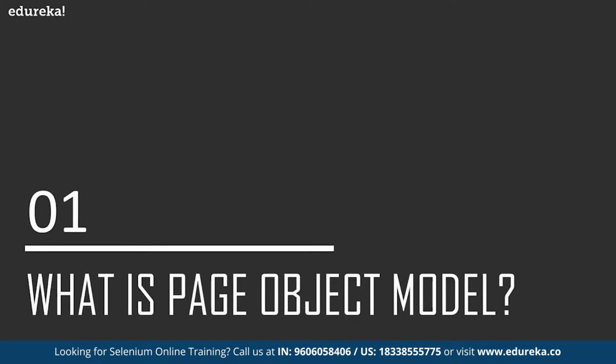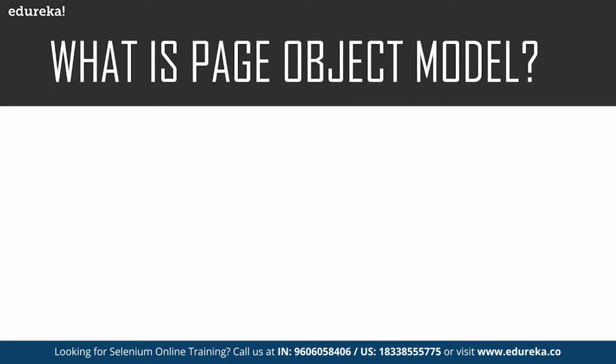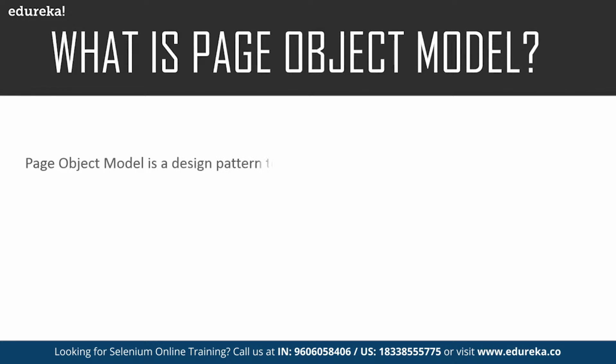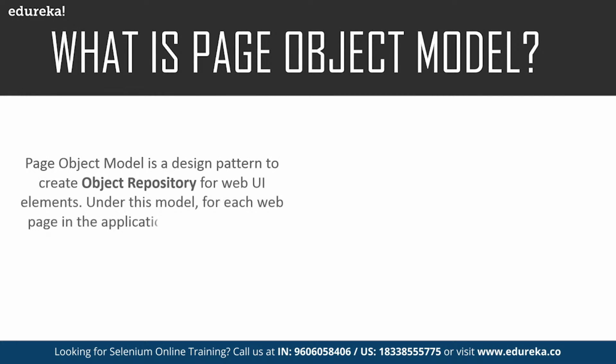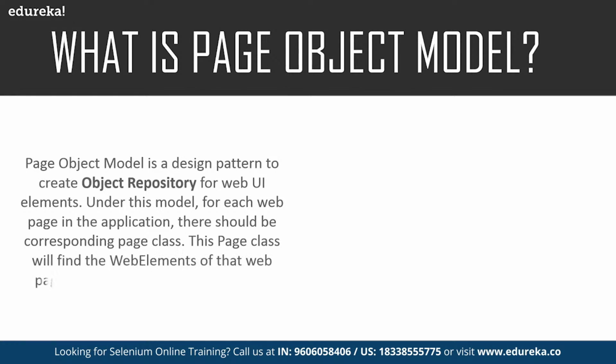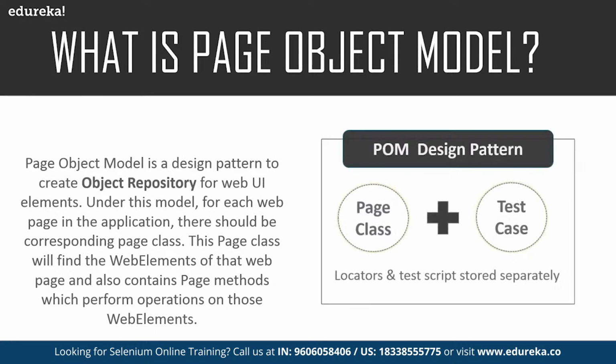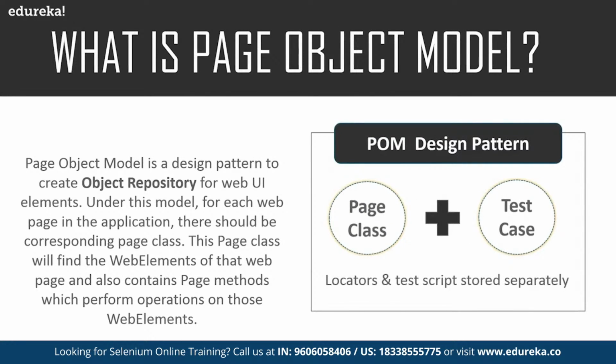Well, let's get started. First, let's understand what is Page Object Model. Page Object Model is a design pattern to create object repository for the web user interface elements. Under this model, for each web page in the application, there should be corresponding page classes. And this page class will find the web elements of that web page, and also it contains the page methods which perform operations on those web elements.